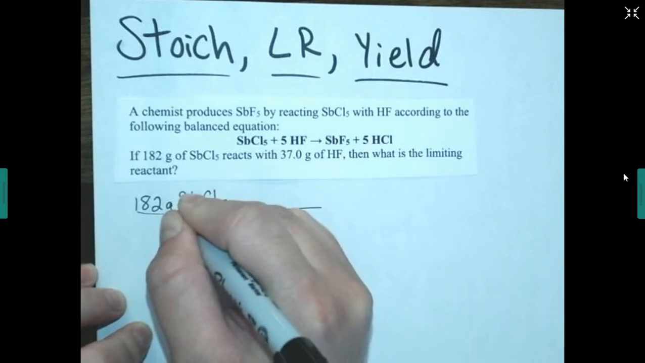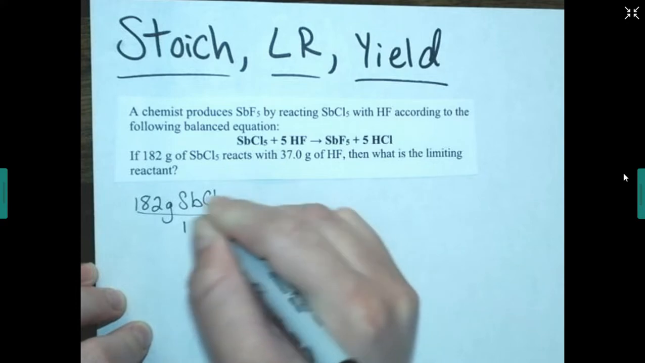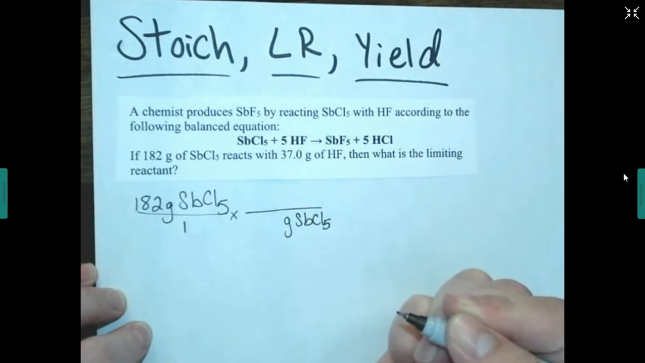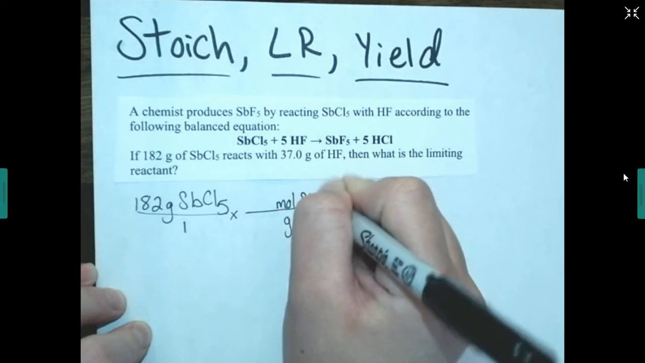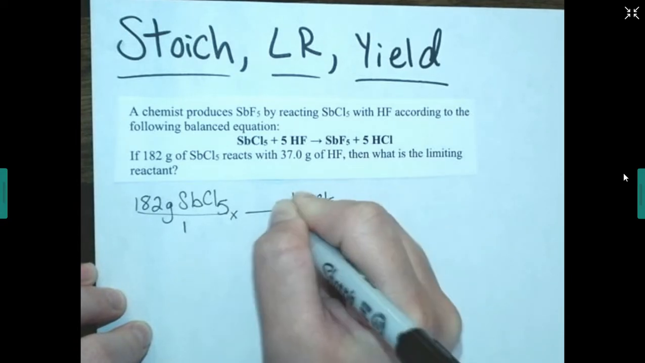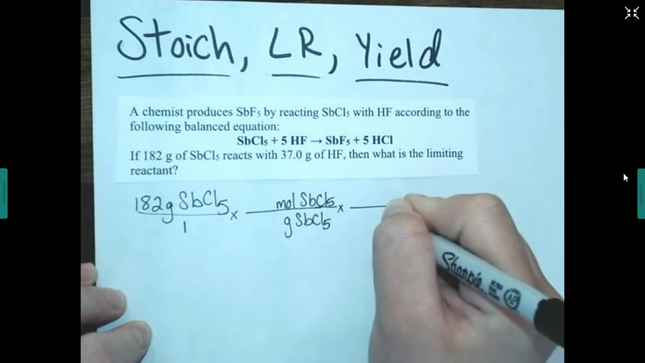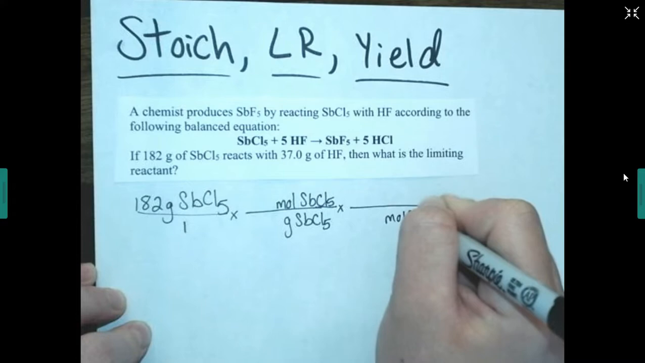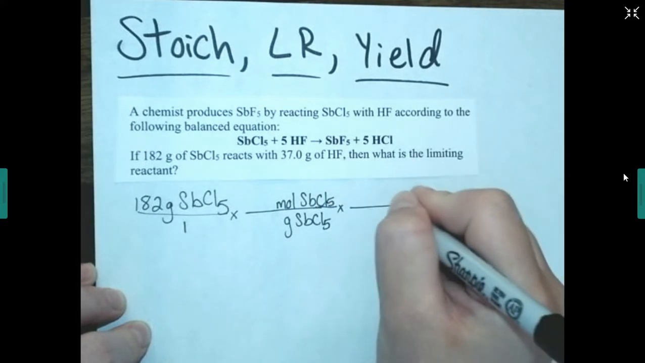If you ever start out with grams, your first step is to take those grams and turn them into moles. So because I have grams here, I'm going to put grams here so that they cancel out, and I'm going to change it into moles of SbCl5. Now I'm not even going to fill in my numbers yet. I'm just going to fill in all my units and substances. So now that I have moles SbCl5, I know that has to go on bottom, so it'll cancel out. And then I'm going to go to moles of what I'm looking for.